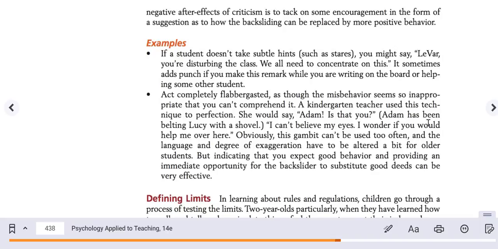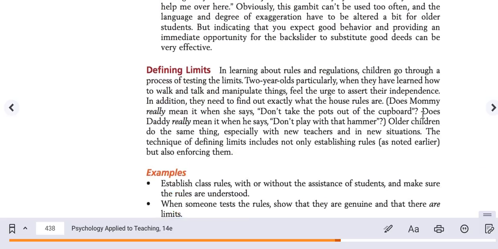Act completely flabbergasted, as though the misbehavior seems so inappropriate that you can't comprehend it. A kindergarten teacher used this technique to perfection. She would say, "Adam, is that you?" Adam has been belting Lucy with a shovel. "I can't believe my eyes. I wonder if you would help me over here." Obviously, this gambit can't be used too often, and the language and degree of exaggeration have to be altered a bit for older students. But indicating that you expect good behavior and providing an immediate opportunity for the backslider to substitute good deeds can be very effective.